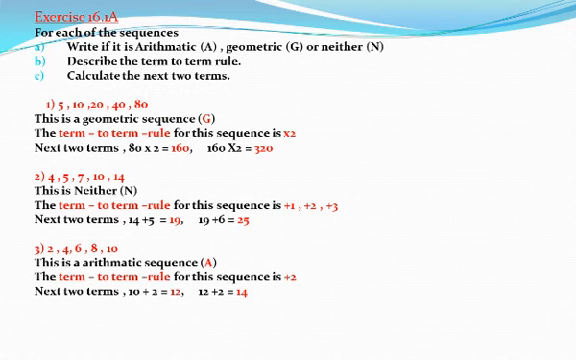And the next two terms are from the last term 14. 14 plus 5 is 19. And 19 plus 6 is 25. So the next two terms are 19 and 25.